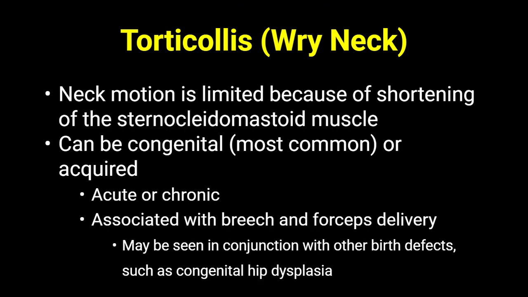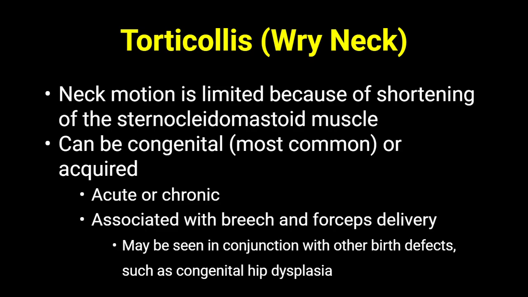Torticollis, commonly called wry neck. Torticollis is not a disease of the bones or joints, but rather a condition involving the muscles of the neck, specifically the sternocleidomastoid muscle, often abbreviated SCM. The sternocleidomastoid muscle is a large muscle that runs from the sternum and clavicle to the mastoid process behind the ear. Normally, this muscle helps us turn our head from side to side and flex the neck.